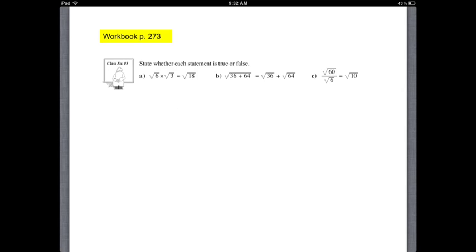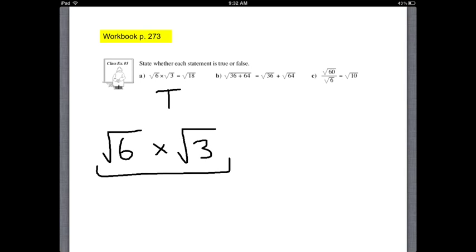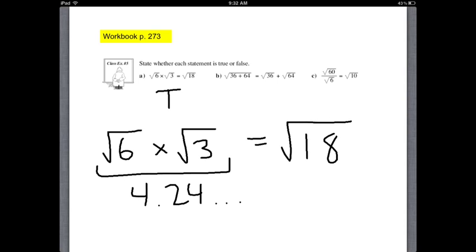The first example is a multiplication question. You have the square root of 6 times the square root of 3, and you should get the answer of the square root of 18. So this is a true statement. If you plug it into your calculator just to make sure, this is what you'll get. You have the square root of 6 times the square root of 3. If you plug this in, you should get 4.24. If you plug in the square root of 18, you'll get the same answer. That's going to be about 4.24.